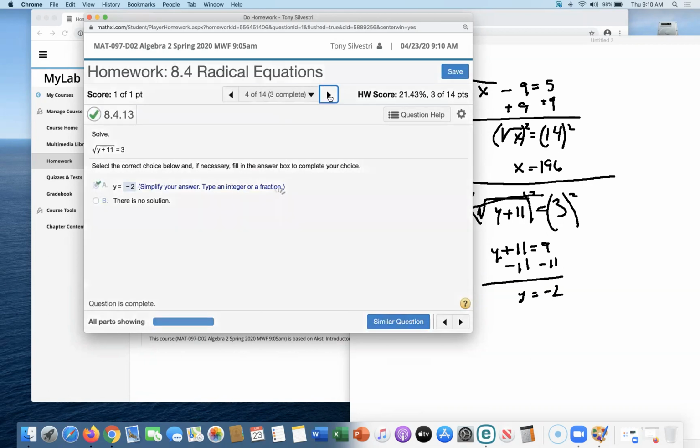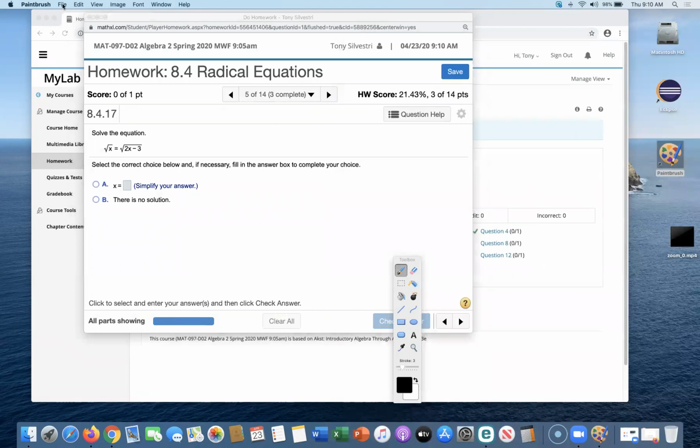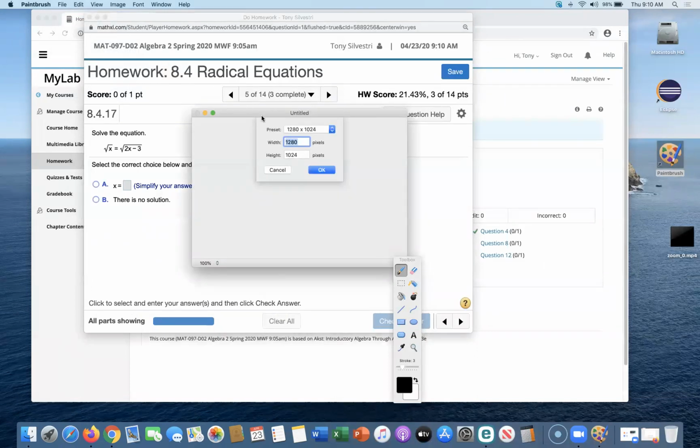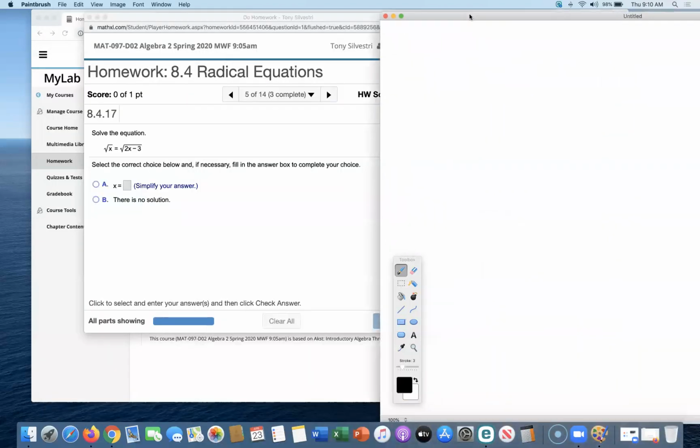Let's see. Number 5. There's nothing scary about this problem, by the way. File, new. The only thing that looks strange about this is you have 2 square roots, and that's all right. Nothing changes in the way we do this. All we're looking for is a square root by itself on one side, so we can get rid of the square root. In this case, both sides have isolated square roots.